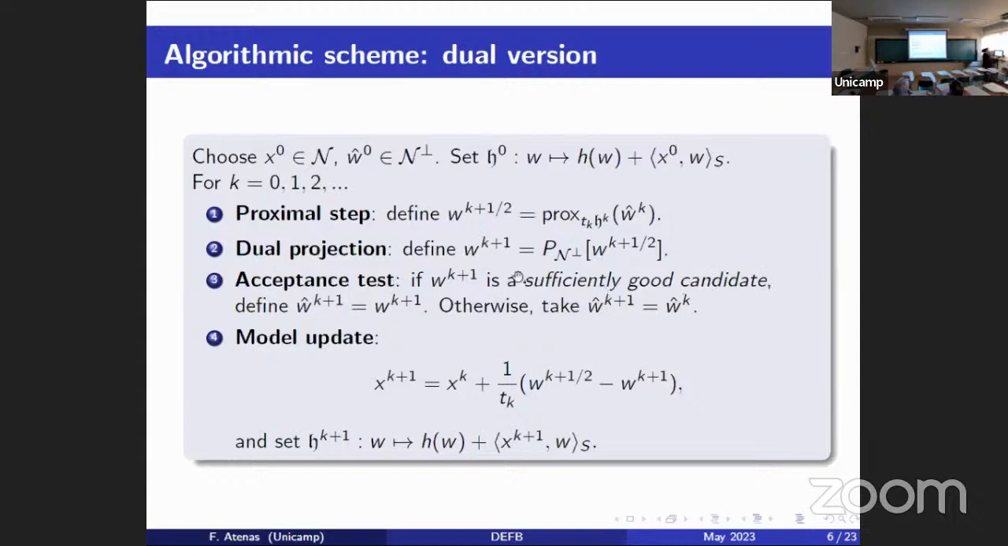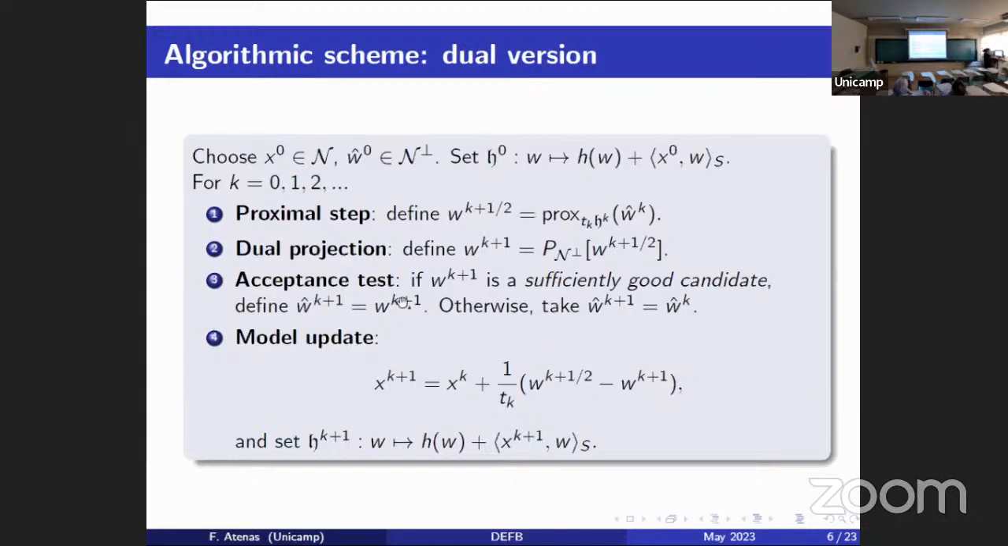But essentially what it assesses is whether this candidate is sufficiently good in terms of dual feasibility and quality of the approximation. If it passes that test, then we update the center: our new candidate becomes our new center that we use to compute the prox step. And if this candidate is not sufficiently good, then we keep the center. So as long as our candidate is good enough, it becomes our new center.